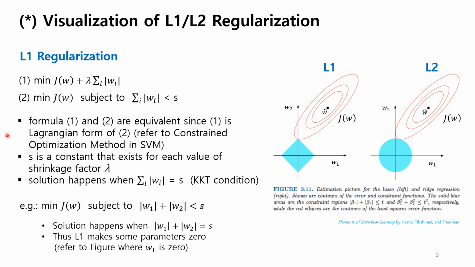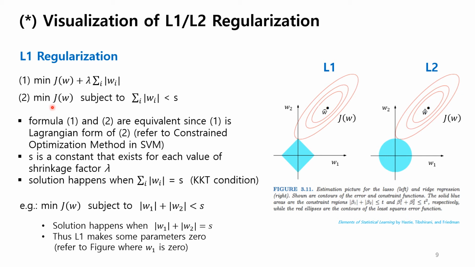If you have seen the lecture on SVM, SVM uses constraint optimization. In the constraint optimization method, we transform the original problem into Lagrangian form. So suppose this is the original problem, then if you use a constraint optimization method, the whole problem is transformed into a Lagrangian form like this. So formula 1 is the Lagrangian form of formula 2.